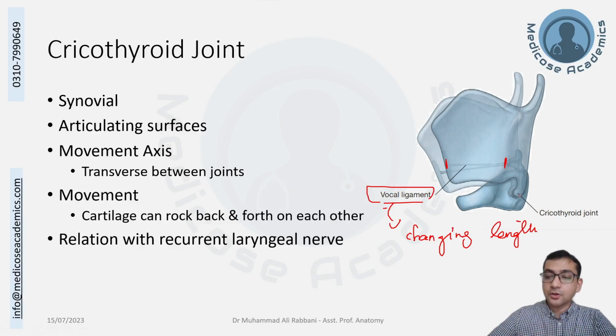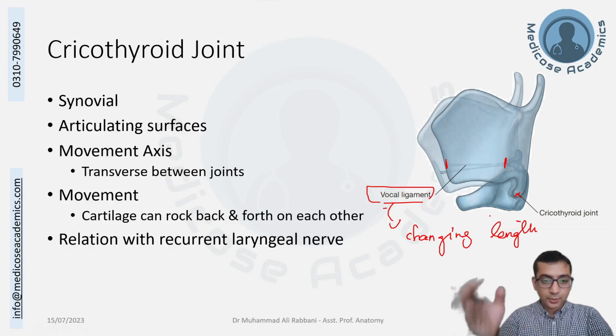The articular surfaces are on the medial aspect of the inferior horn and on the lateral aspect of the lamina of the cricoid. The axis of its movement is the horizontal axis that is crossing between the two bones. It will be crossing like this from one cricothyroid joint to the next one.